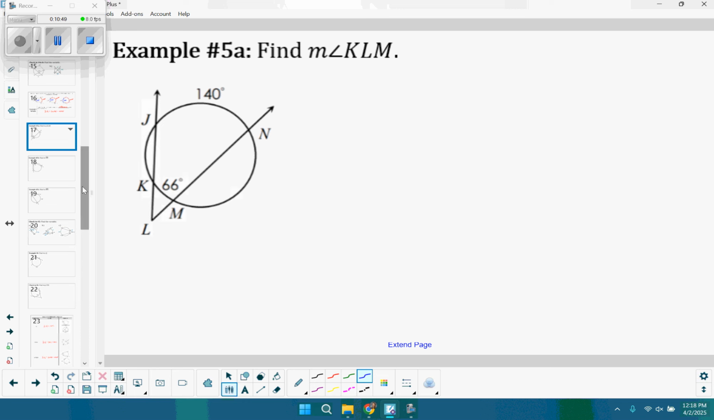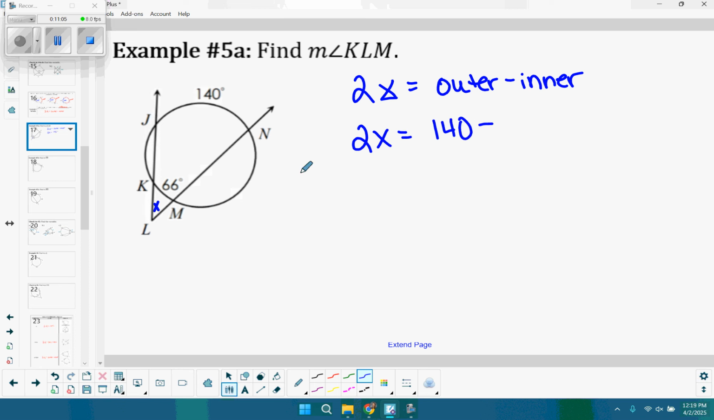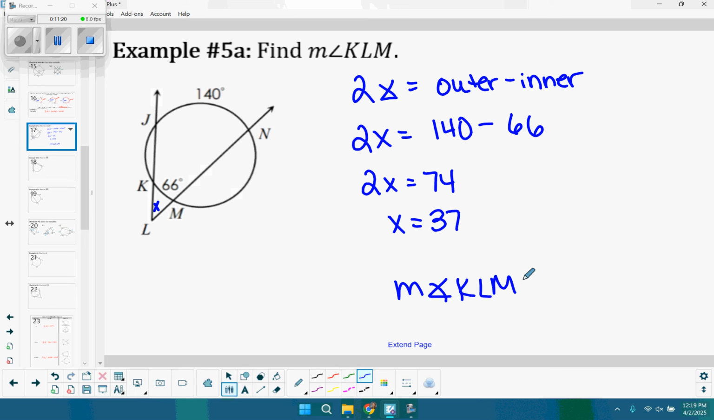Example 5a, we want to find the measure of the angle L. So if 2 times the angle equals outer minus inner, that's going to be 2 times the angle x equals my outer arc, 140, minus my inner arc, 66. So doing 140 minus 66 gives me 74, and dividing that by 2 gives me 37. So the measure of angle KLM is 37 degrees.